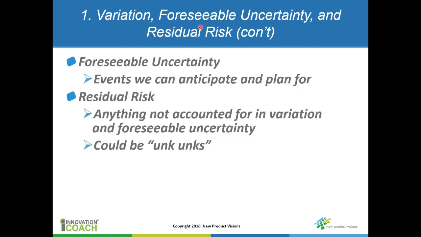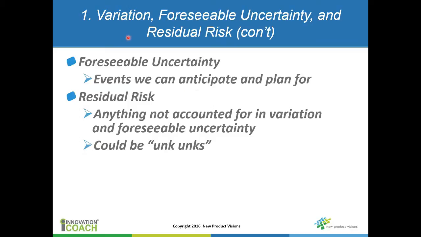The second category here within this first group of uncertainty is what we call foreseeable uncertainty. These are events that we can anticipate and plan for. So for instance, you might believe that you're going to use a particular part in a subsystem, but you're not sure if it's going to work. So you've got a plan B. If that risk actually happens, if something happens with that part, then you've got a backup plan. So that's what we call foreseeable uncertainty, things that you can anticipate.